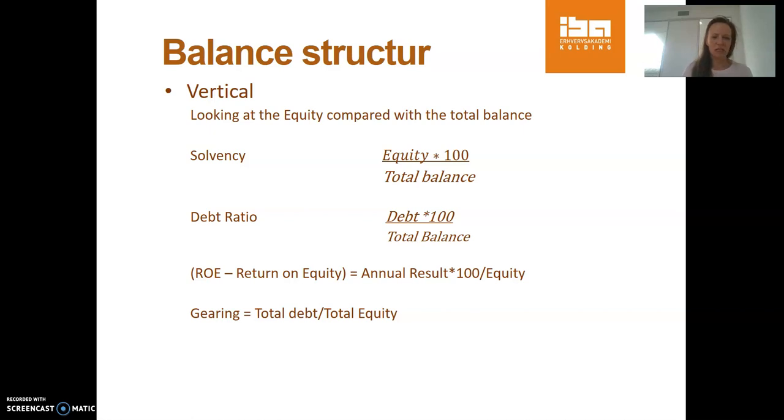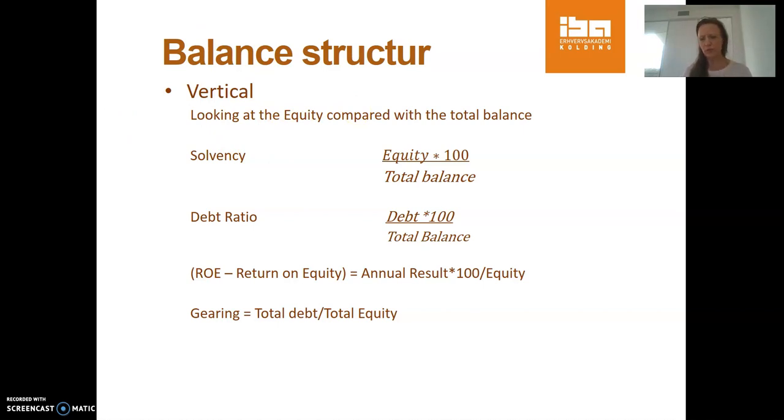What is also interesting here is that we can do the same thing on the left side of the balance sheet. So we could take a look at how much of our fixed assets is of the total assets, meaning that we have this fixed assets ratio that we can take a look at, and other numbers that we will talk about in class. So this would be taking a look at the vertical balance structure.